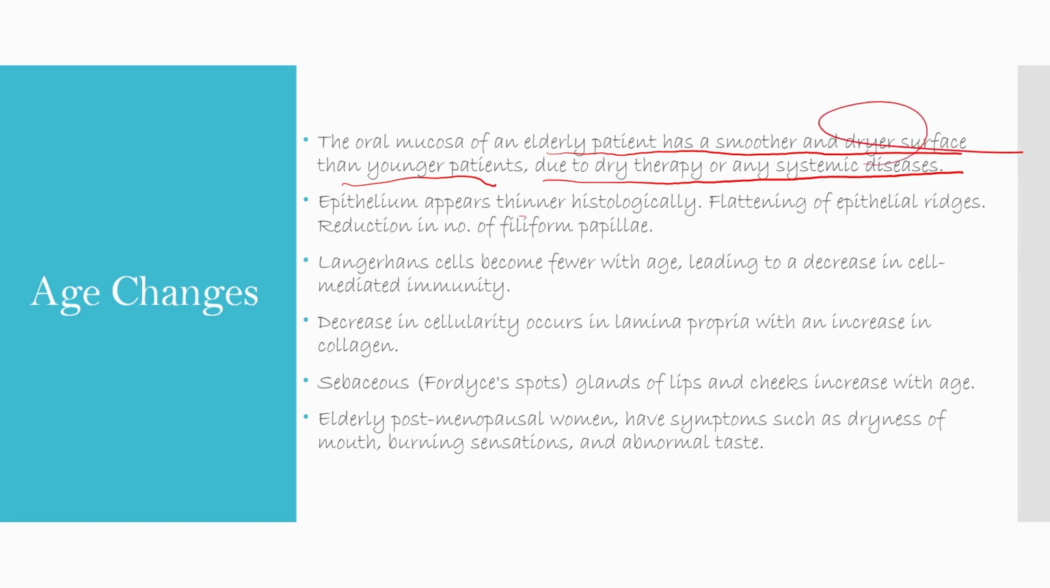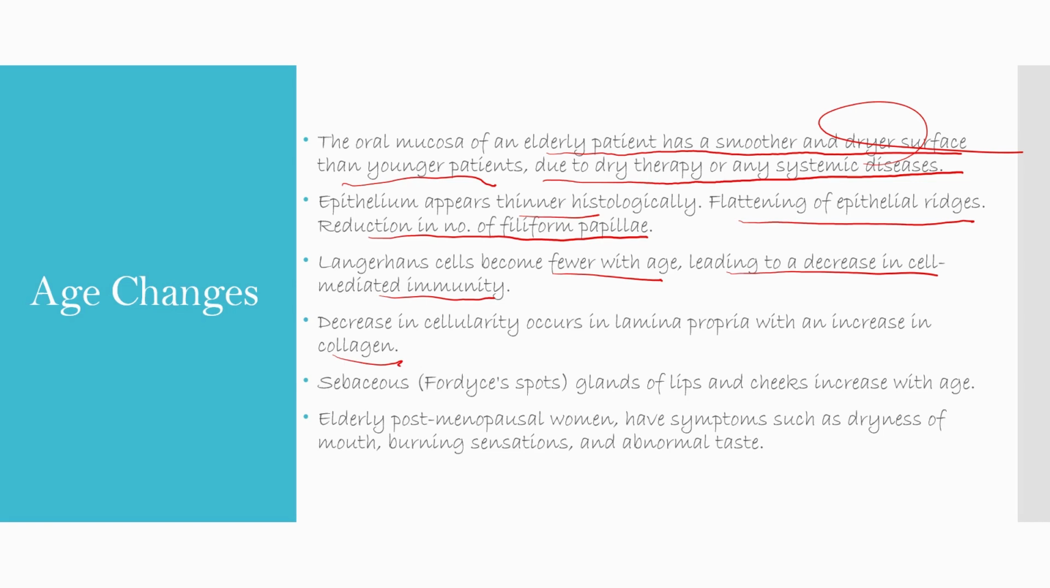The epithelium appears thinner, with flattening of epithelial ridges and a reduction in the number of filiform papillae. Langerhans cells become fewer with age, leading to a decrease in cell-mediated immunity. So allergies, infections, and inflammations are there. A decrease in cellularity occurs in the lamina propria with an increase in collagen. So it becomes tight.